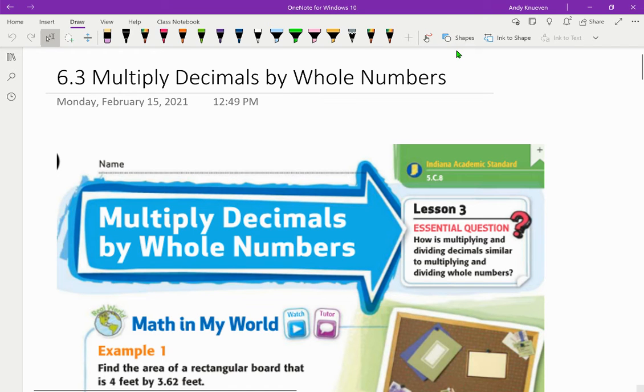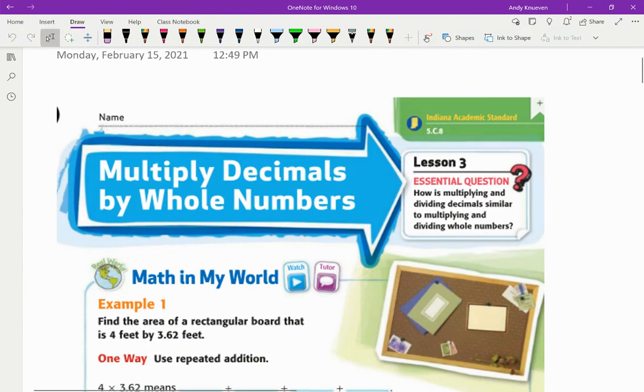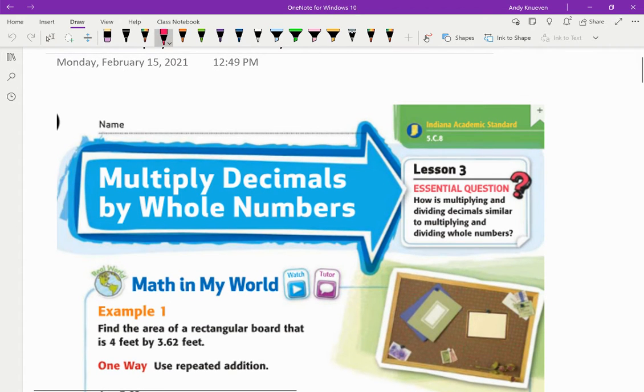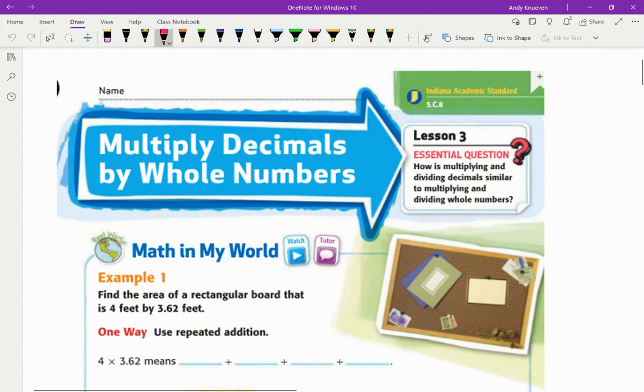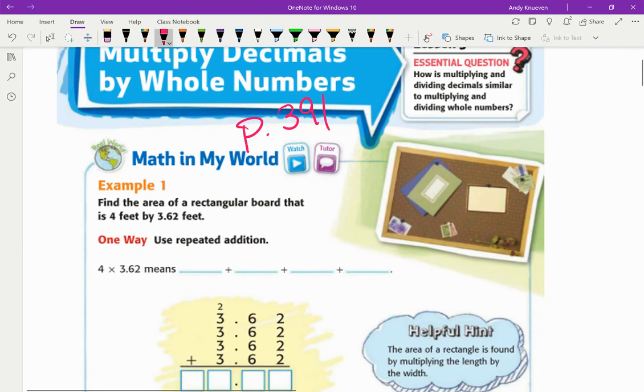All right, so in this lesson, we're going to be studying Chapter 6, Lesson 3, Multiplying Decimals by Whole Numbers. And it's very much similar to multiplying whole numbers by whole numbers. And so hopefully you are looking at the same thing as I am. If not, we are on page 391. All right, so let's go ahead and get started.